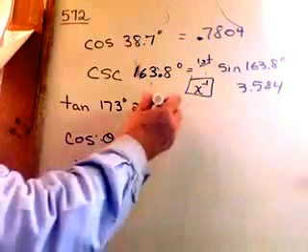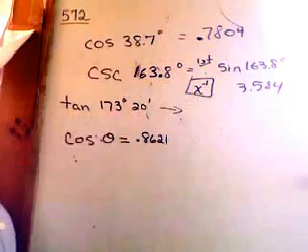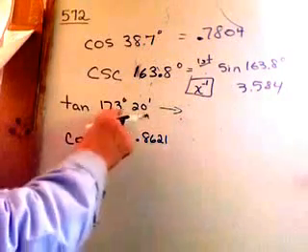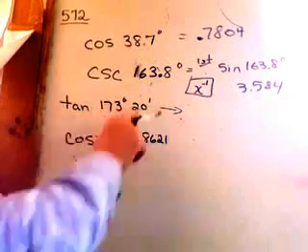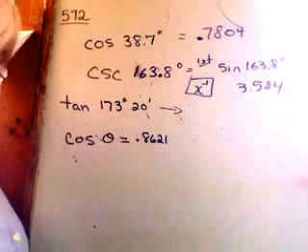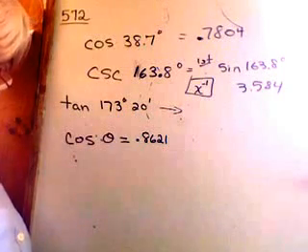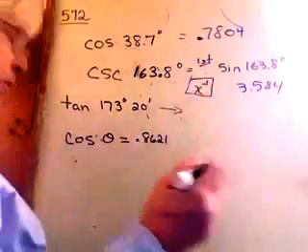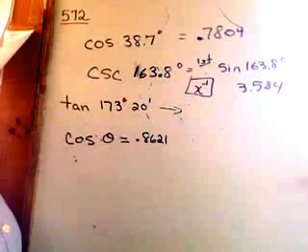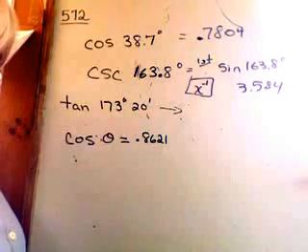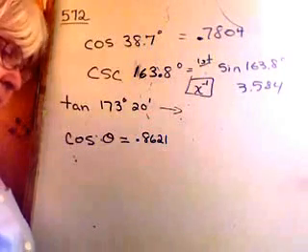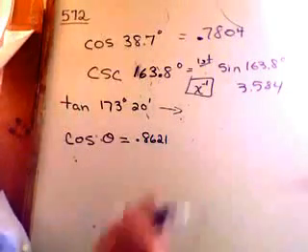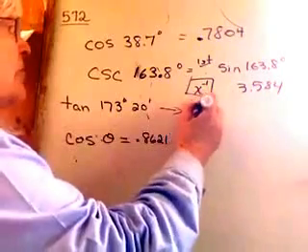Now, a couple other tricky things. Tangent 173.20, we need to get the decimal for 0.20. Do you remember how to do that? There's 60 minutes in a degree, so go 20 divided by 60. So 20 divided by 60 is 33.3. So now what I do is I do plus 173, hit enter, and you'll get that. And then you'll do the tangent of that answer.